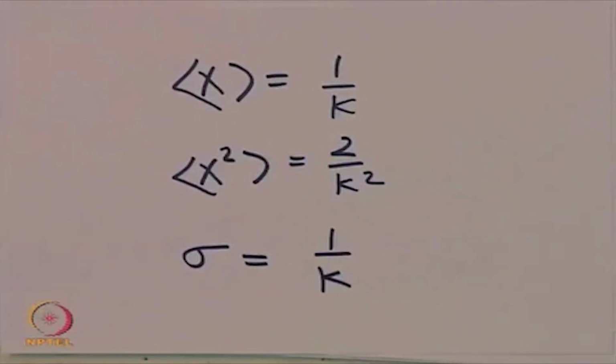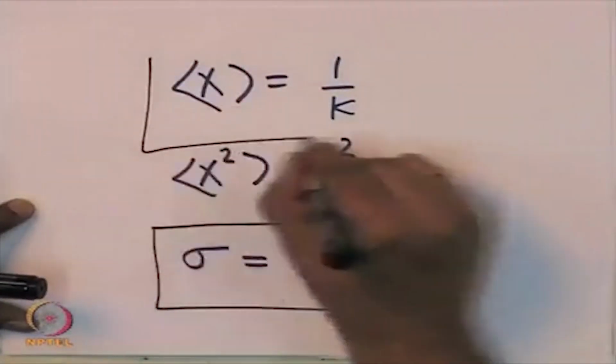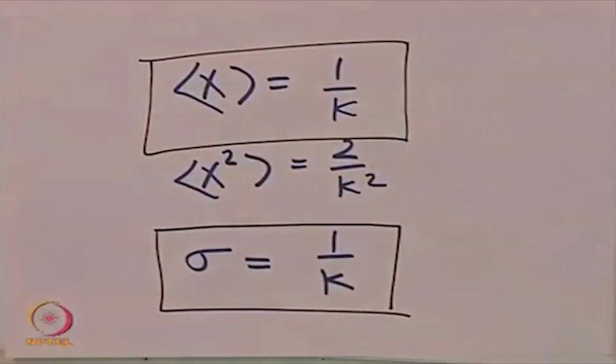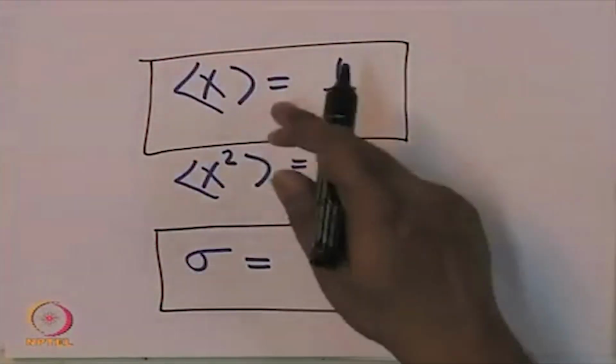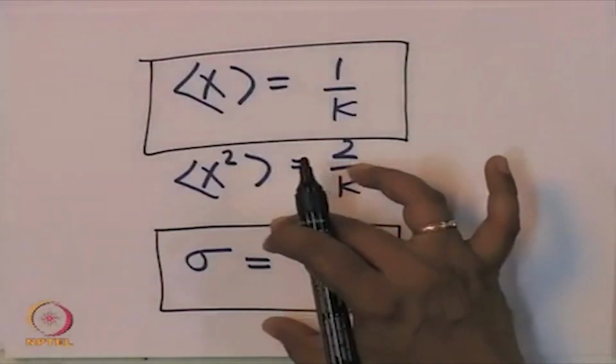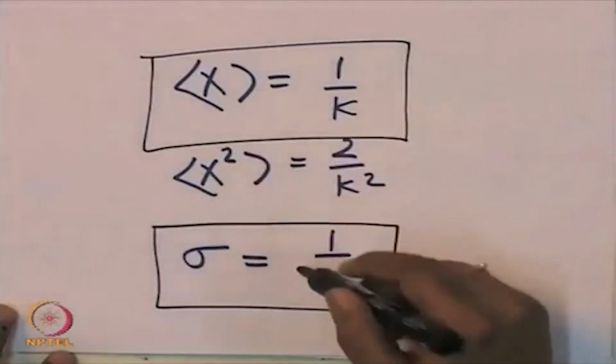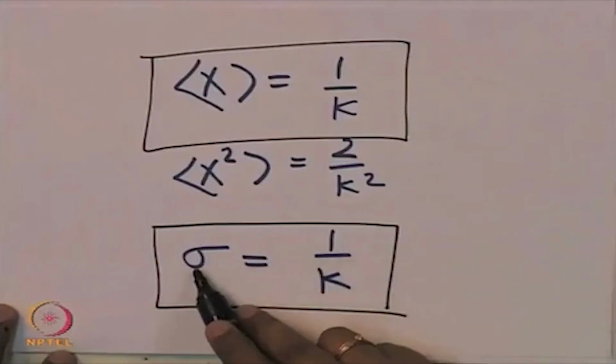So, what are we finding? We find that the standard deviation and the average are the same. For exponential distribution, this is a very interesting property, that it has average and standard deviation the same value. So, this is an interesting thing to note or remember, that for the exponential distribution, the average and the fluctuation are the same.